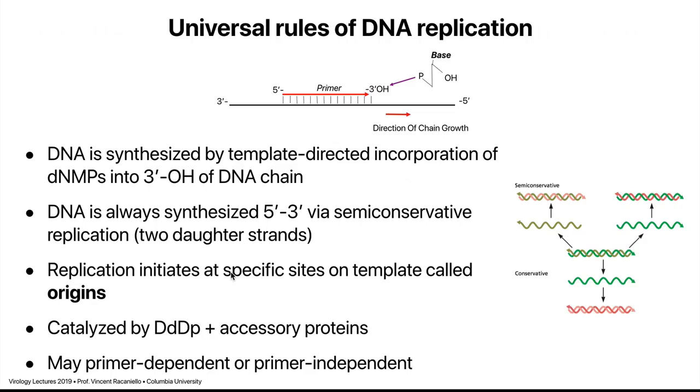The enzyme is DNA-dependent DNA polymerase, but that's not enough. As you'll see, you need lots of other proteins to carry out DNA synthesis. And what about a primer? It can be either primer dependent or primer independent. All of the polymerases we'll talk about today are primer dependent polymerases, but there are some out there in other viruses that are not.